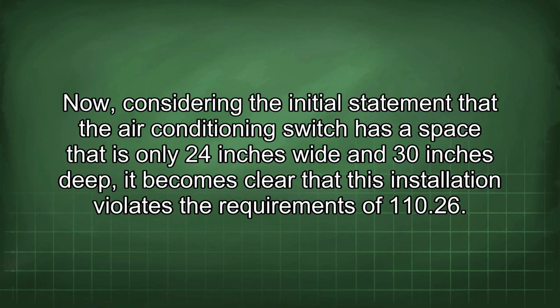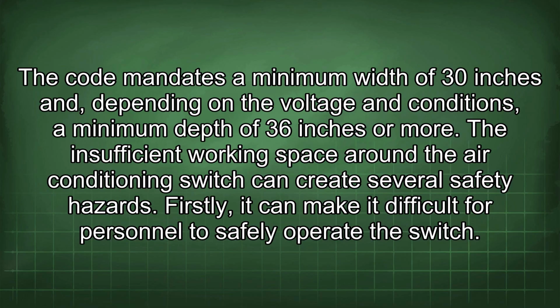Now, considering the initial statement that the air conditioning switch has a space that is only 24 inches wide and 30 inches deep, it becomes clear that this installation violates the requirements of 110.26. The code mandates a minimum width of 30 inches and, depending on the voltage and conditions, a minimum depth of 36 inches or more. The insufficient working space around the air conditioning switch can create several safety hazards.